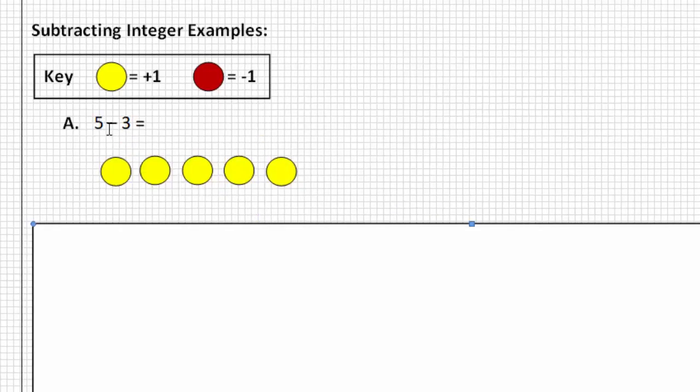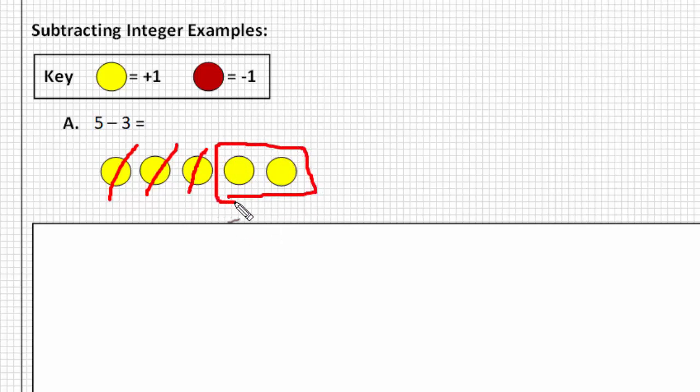So it's telling us to start with 5 positives and take away 3. We can illustrate that with our chips by saying, all right, I'm starting with 5, then I'm going to take away 3, 1, 2, 3, and what I'm left with is positive 2. So 5 minus 3 is 2.